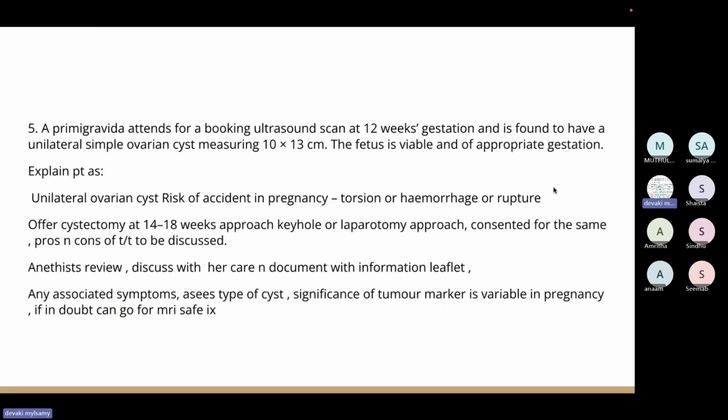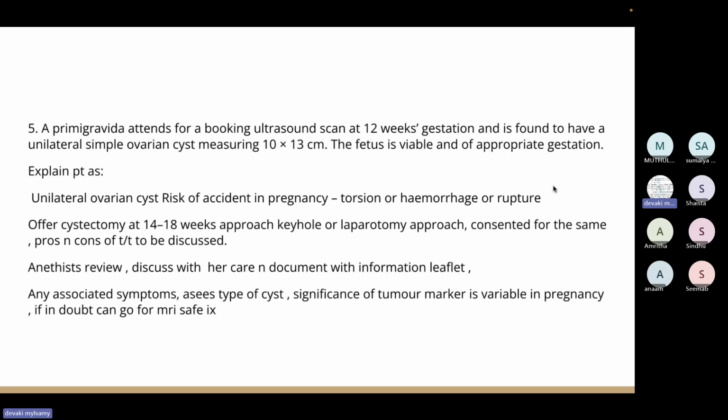Now this is also done very nicely. So it is a simple cyst which has been mentioned. So this case is at risk of torsion, hemorrhage or rupture. So that is an acute abdomen. So she may have a risk of acute abdomen. So we need to inform this patient regarding the acute emergency situation, when and where she needs to present herself if there is any acute pain, any nausea, vomiting. She needs to be given 24-hour contact details. Otherwise, we need to offer a cystectomy at 14 to 18 weeks of gestation. The keyhole approach. Okay, so most of the time, if it is 14 to 18 weeks, we can very easily go ahead with the keyhole approach.